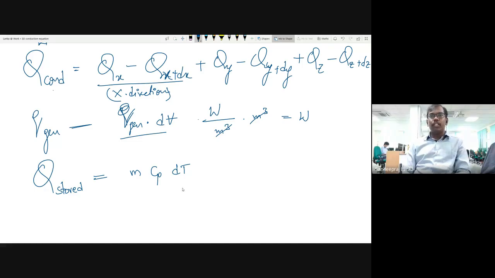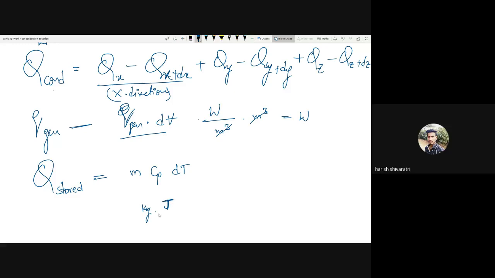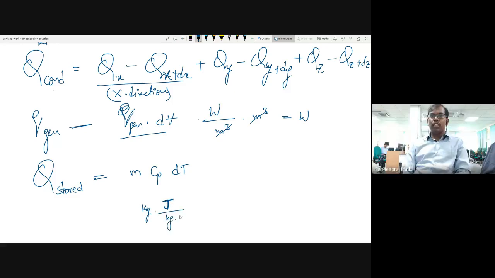Now, what is the unit of MCp dT here? If I take m, it is kg. What is the unit for Cp? Somebody tell it. Someone is saying kilojoule per kg Kelvin, joule per kg Kelvin. And dT will have the unit Kelvin. So Kelvin cancels, kg cancels. So what you get here is joule.